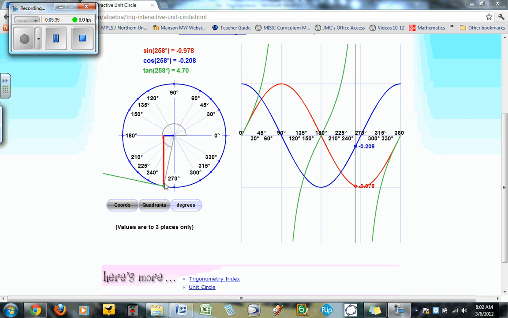And tangent is undefined because it's opposite all over adjacent. My opposite value is negative 1. My adjacent value is 0. You cannot divide by 0, so therefore it's undefined. And then obviously 360 is the same thing as 0. Okay?